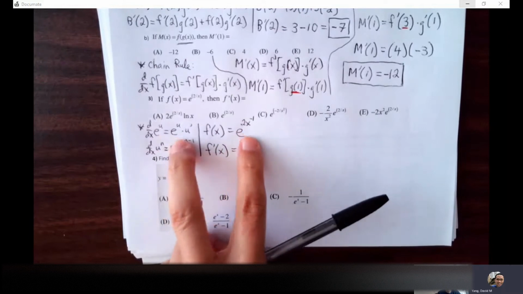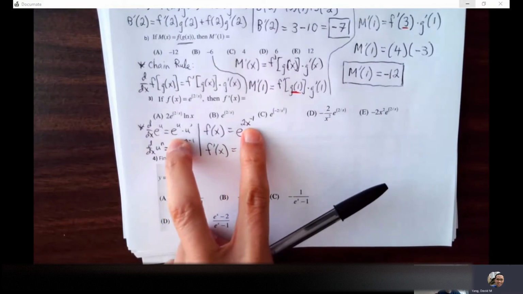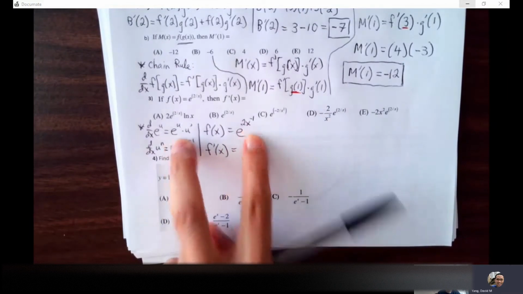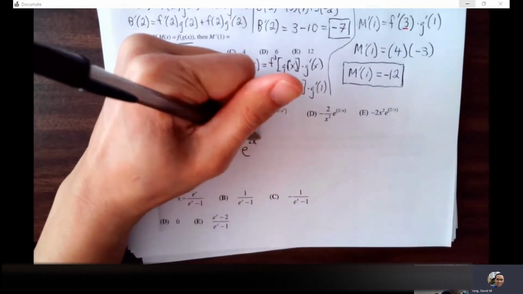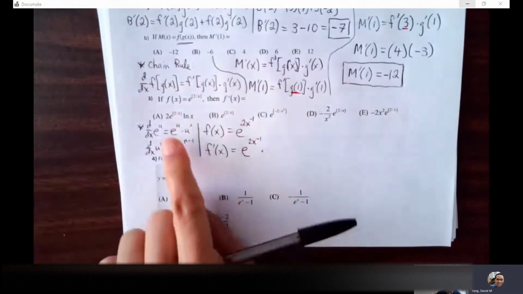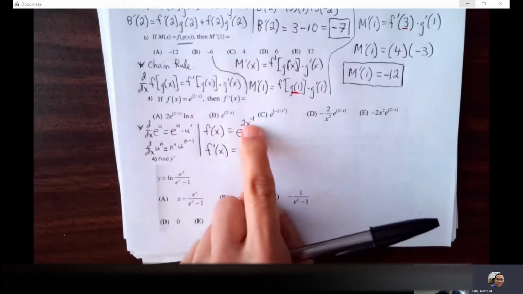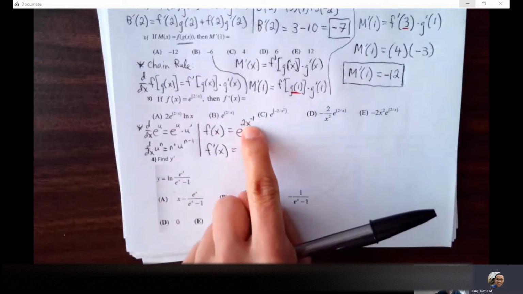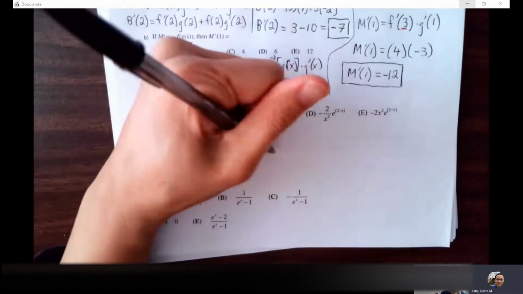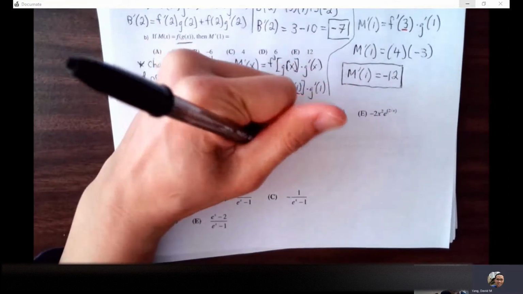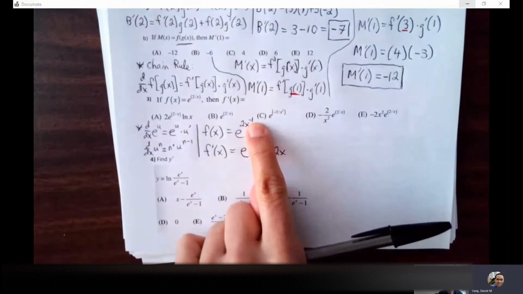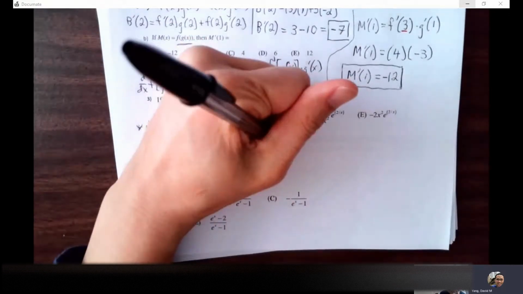So the rule for e to the u is just e to the u. So the derivative is the function itself, times the exponent's derivative. So I've rewritten my exponent. So I'm going to go through power rule to handle the exponent's derivative. Bring down the negative 1. So negative 1 times 2 is negative 2. And then we subtract 1 from the exponent. Negative 1 minus 1 is negative 2.